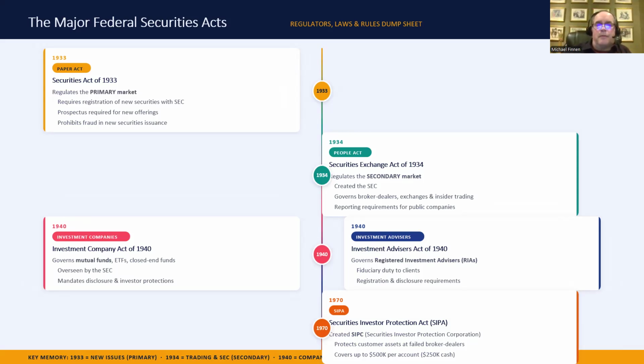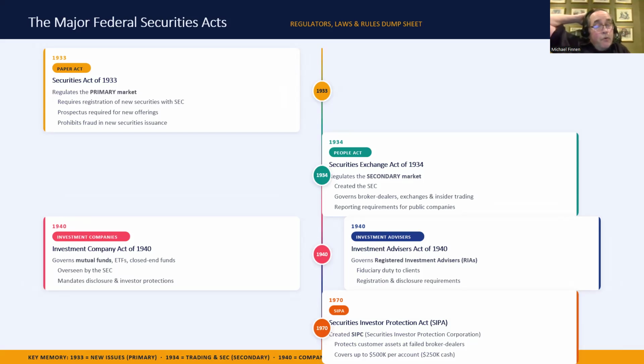Prospectuses for new offerings. So basically, what used to happen is there used to be new offerings going out, and nobody knew what was in them. You just had to take a recommendation from what could be a pretty unscrupulous broker. We've seen those movies from the 20s, so we know those guys look pretty sneaky. And it prohibits fraud in new securities issues. So that's the Securities Act of 1933.